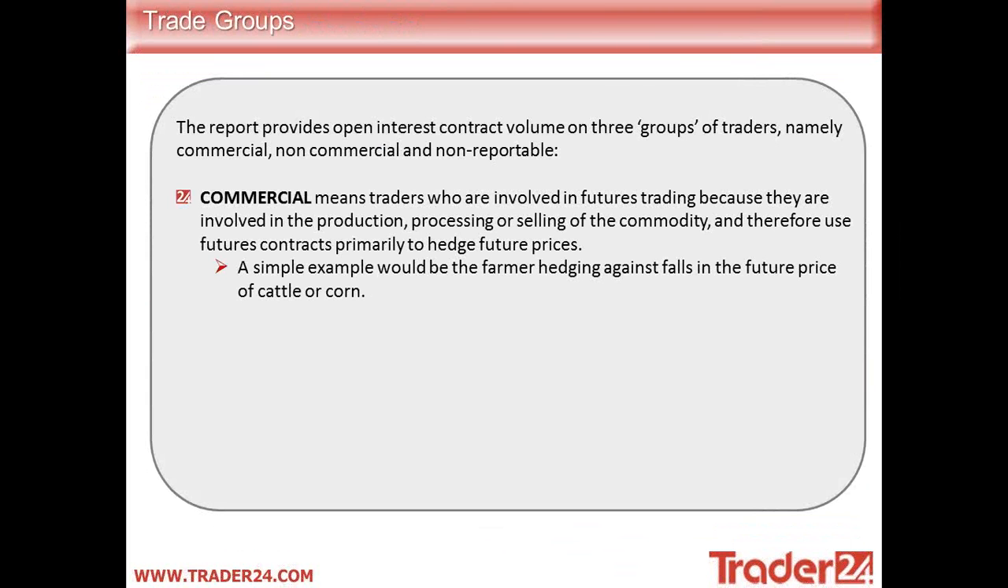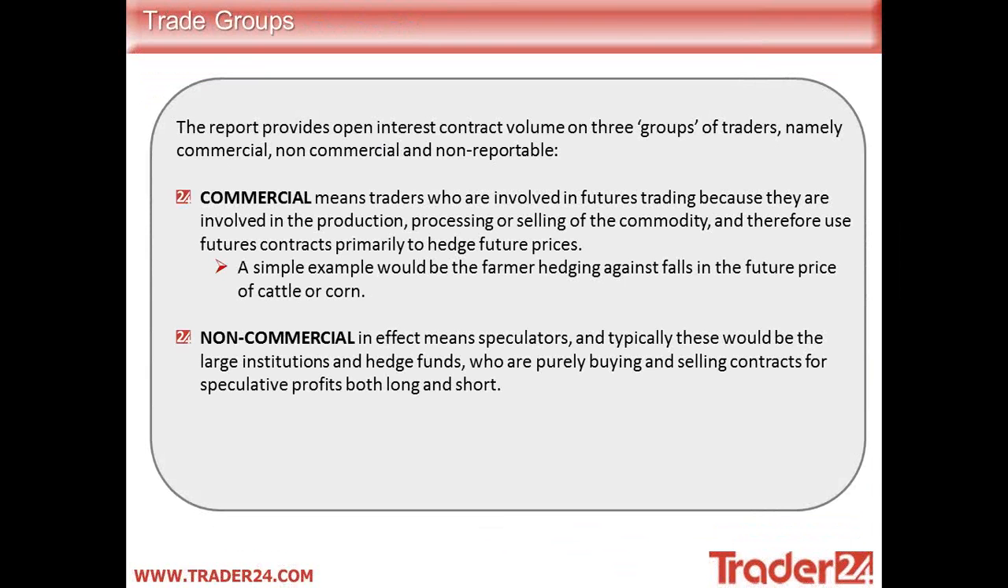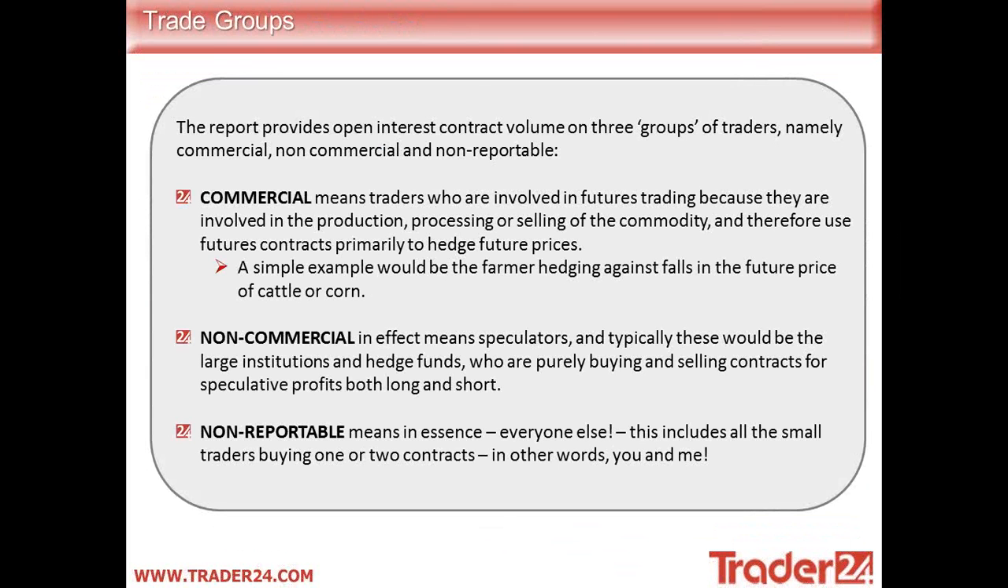Then next we have our non-commercial, which in effect means speculators, like your typical hedge funds or large institutions, so purely buying and selling contracts for speculative profit, both long and short. And then finally, the rats and mice, the non-reportables, which in essence is everyone else. This includes all the small traders buying 1 or 2 contracts. In other words, that's you and me.